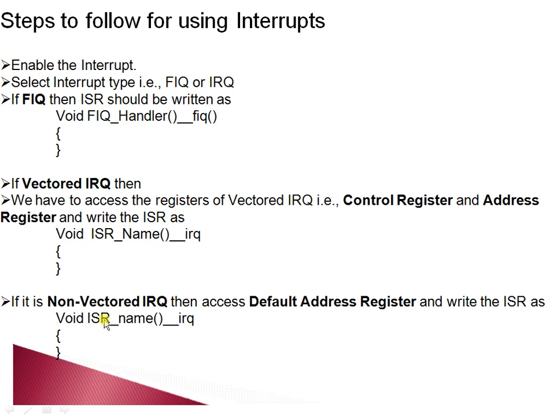Whenever we generate an interrupt, first of all it will check whether it is an FIQ or not. If that is not an FIQ, then it would be an IRQ. Inside this IRQ, again it will check whether it is a vectored IRQ or a non-vectored IRQ. If it is a vectored IRQ, then one of the slots is enabled so that it will access those registers. If that is not a vectored IRQ, then all the slots will be disabled, and it will directly access the default address register. We'll see what this default address register is, as well as the control and address registers. But we have to follow these steps in order to generate interrupts in case of LPC2148.